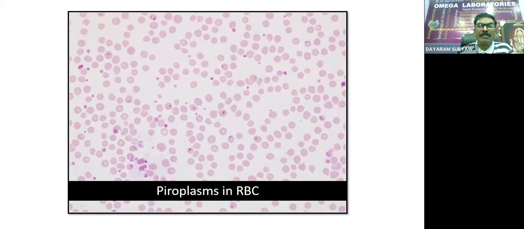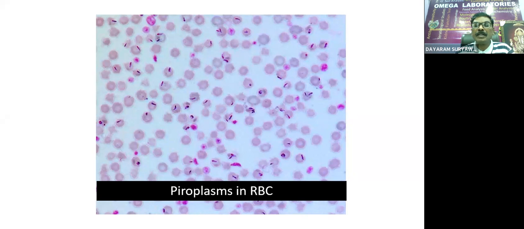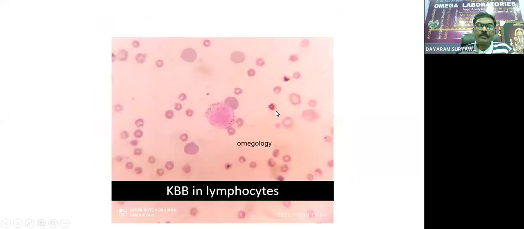Then blood smear examination will reveal multiple piroplasms in the RBCs. So these are the RBCs having different types of piroplasms, maybe ring shaped, then elongated. So different kinds of piroplasms can be noticed in the RBCs. Here again, we can see the different types of piroplasms. They are present in the RBCs.